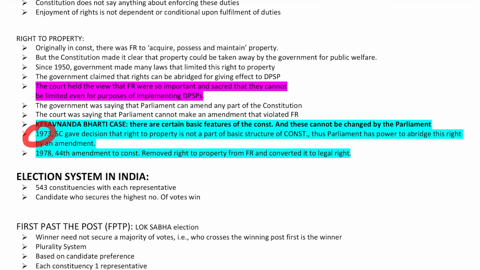So in 1973, the Supreme Court gave the decision that the right to property is not a part of the basic structure of the Constitution. Thus, Parliament has the power to abridge this right by an amendment. In 1978, by the 44th Constitutional Amendment Act, it removed the right to property from fundamental rights and converted it to a legal right.